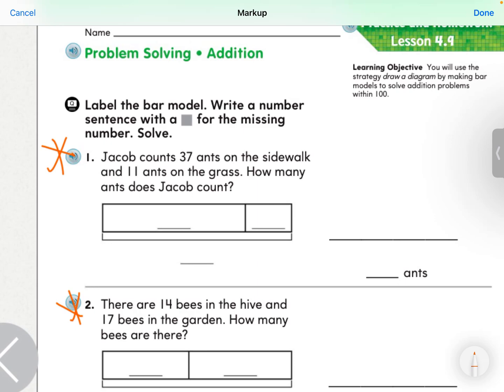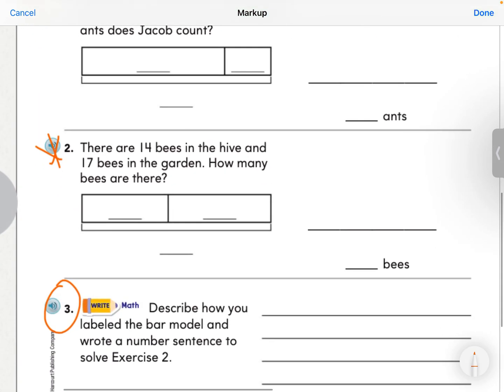So number 1, Jacob counts 37 ants on the sidewalk and 11 ants on the grass. How many ants does Jacob count? Your first thing that you want to do is ask yourself, what am I trying to solve for? What part of your math problem is important to you? Okay, go ahead and label the bar model, write your math sentence, and solve.